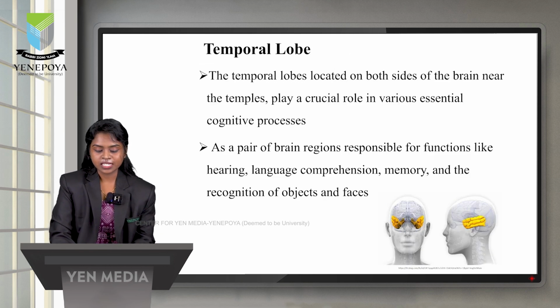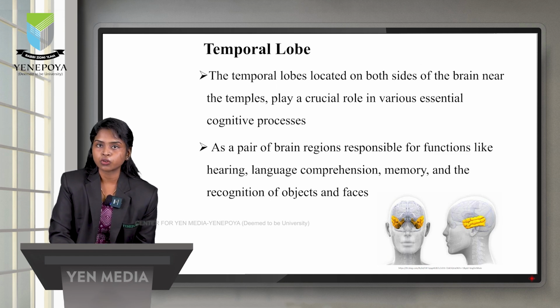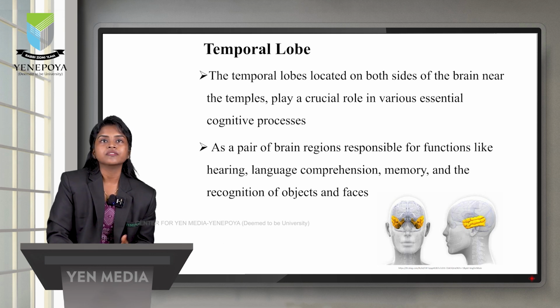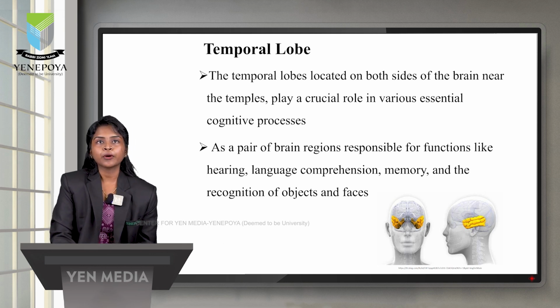And we move on to the second lobe, known as the temporal lobe. Like the frontal lobe, the temporal lobe also plays a major role in day-to-day activities, so we'll discuss it. The temporal lobes are located on both sides of the brain near the temples and play a crucial role in various essential cognitive processes. This pair of brain regions is responsible for functions like hearing, language comprehension, memory and recognition of objects and faces.